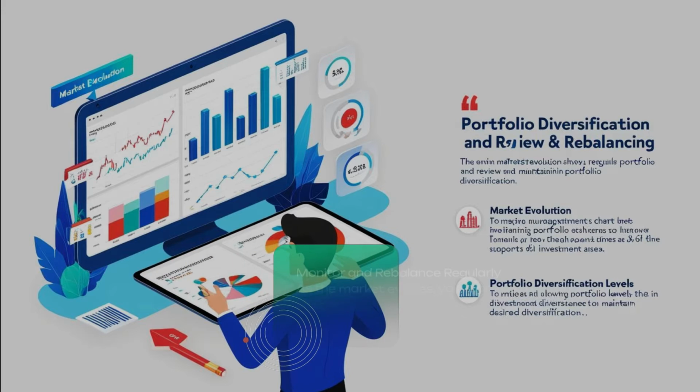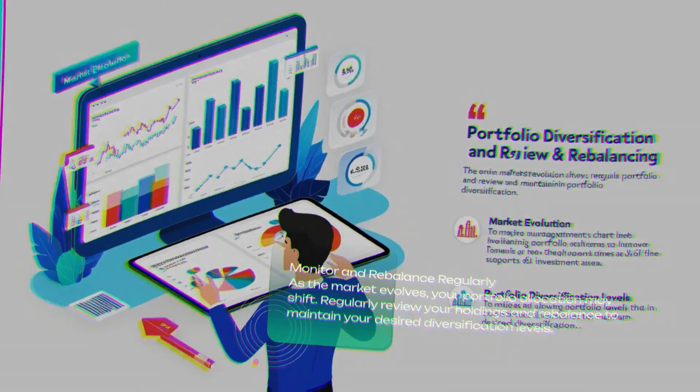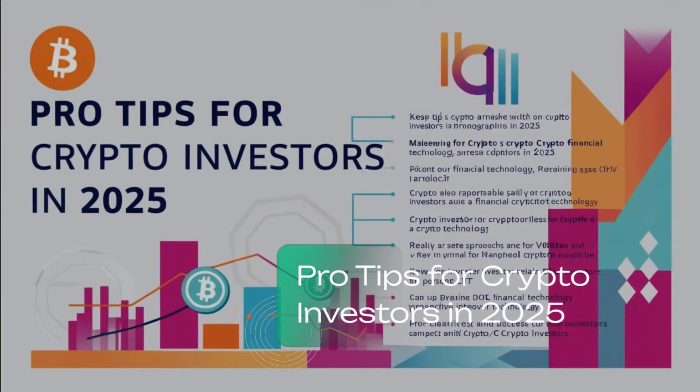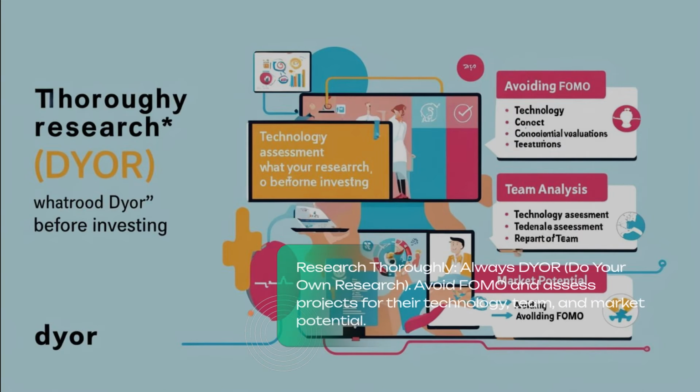Monitor and rebalance regularly. As the market evolves, your portfolio allocation may shift. Regularly review your holdings and rebalance to maintain your desired diversification levels. Pro tips for crypto investors in 2025. Research thoroughly. Always DYOR, do your own research. Avoid FOMO and assess projects for their technology, team, and market potential.